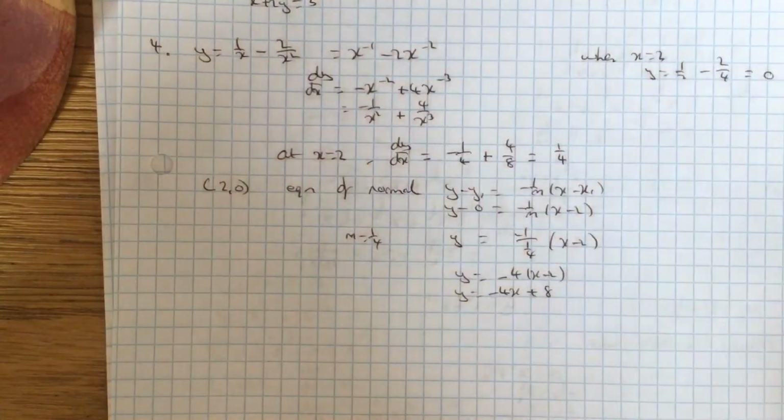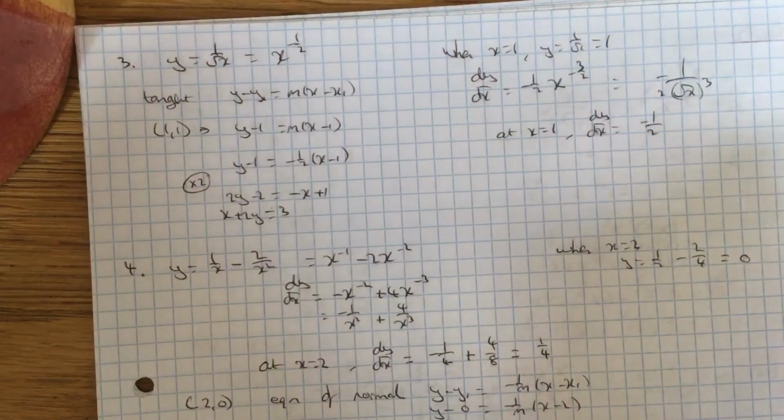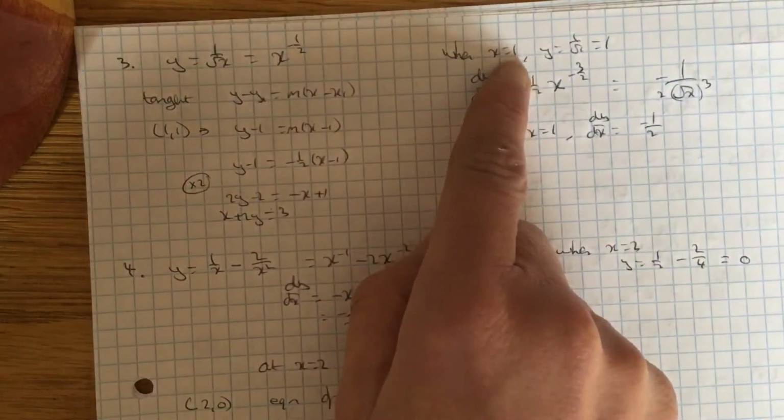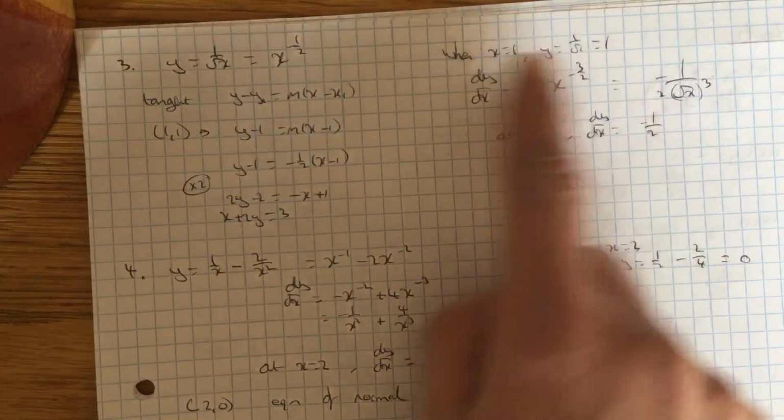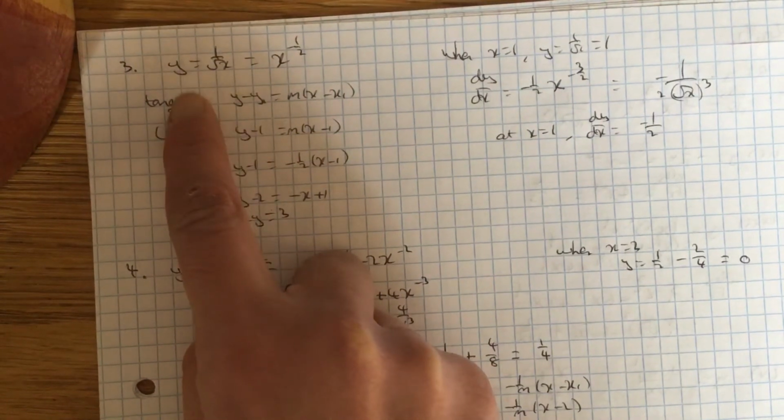Number 3, find the equation of a tangent. So there's me writing out how you do it. You're told x equals 1. So you've got to work out what the y coordinate is. So that's me putting in the 1, 1. Then you've got to work out the gradient.